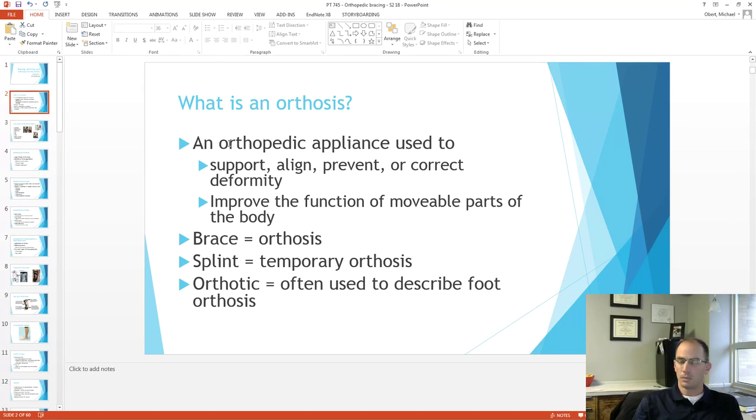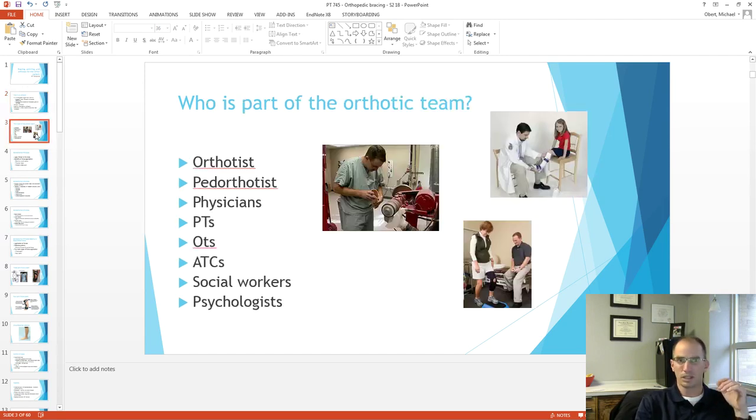Okay, so if we look at the terminology, an orthosis is typically an orthopedic appliance used to correct deformity, prevent deformity, support certain structures, and just help with alignment. So the goal is really to improve the function of the movable parts of the body and try to protect things. The terms you'll hear: a brace is typically the same thing as an orthosis. A splint is usually a temporary orthosis or temporary brace. And an orthotic is a lot of times the terminology we use when we're talking about something we put in the foot. But you may hear all of them used interchangeably, so just understand the difference between those.